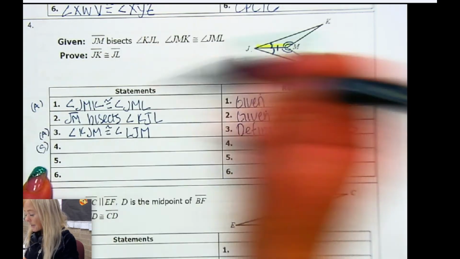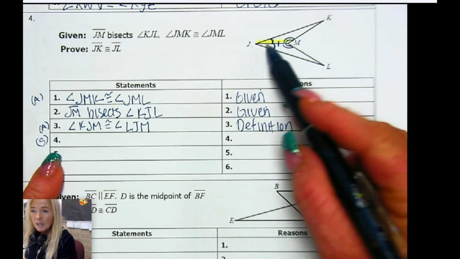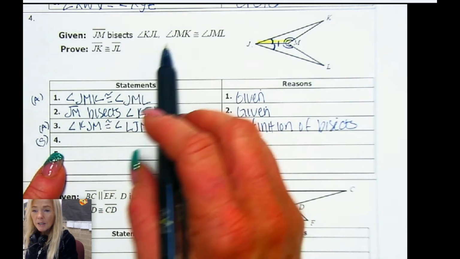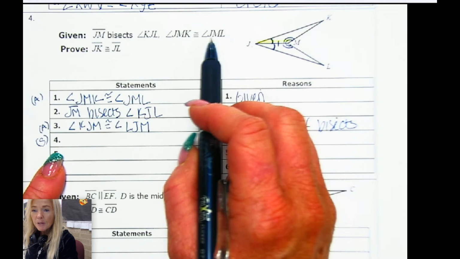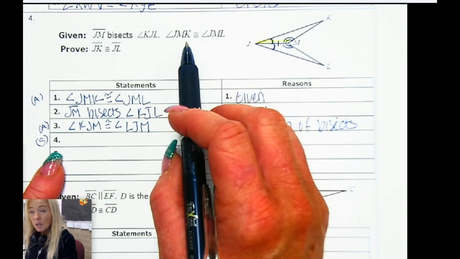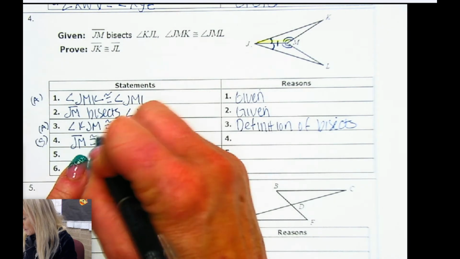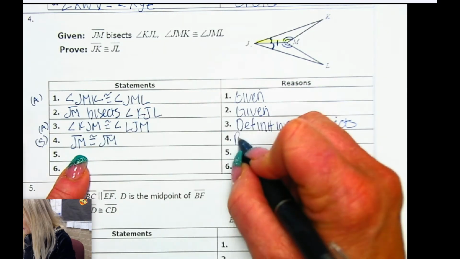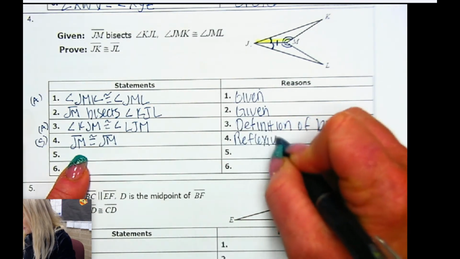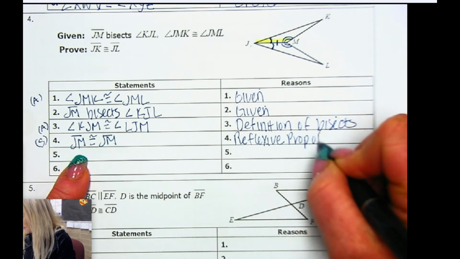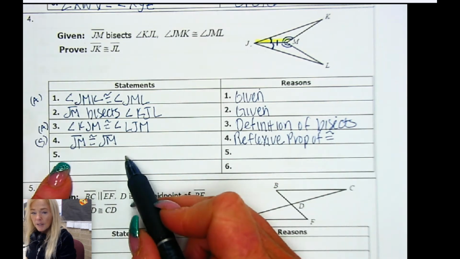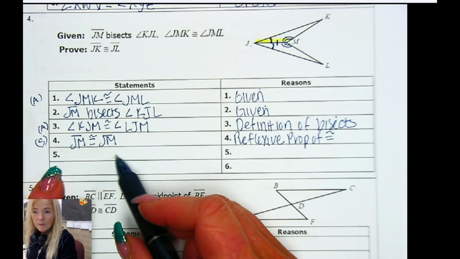Now we're going to do the side, and the side is a reflexive side. So JM, now I'm going to look right here. JM and JM are in the same order for the angle statement, so we're going to use that in that same order. JM is congruent to JM by the reflexive property of congruence.